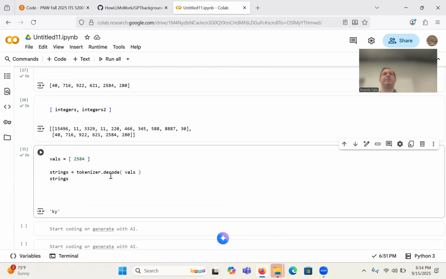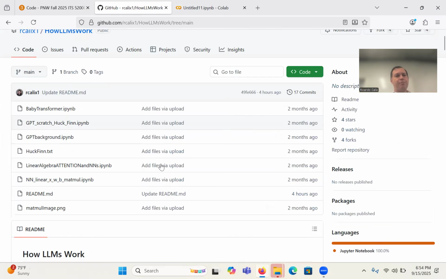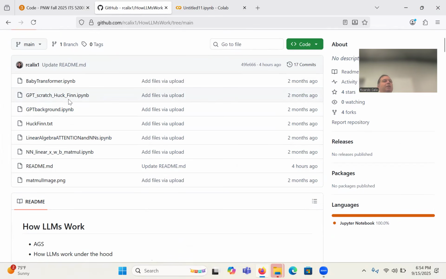What I want to do now is go over the baby GPT. We're going to look at the whole thing as an inference function from inputs to outputs and just complete this whole sequence. That would complete our how LLMs work repo, and then that would just leave the Huck Finn, which is the actual code, the full implementation of a GPT. All right. So we're going to do this one then, baby transformer.